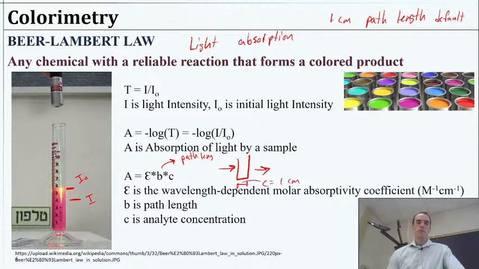C should be concentration, because that makes sense, right? Okay, so B is the path length, C would be the concentration of whatever it is you're trying to analyze, and then this last one here is our molar absorptivity. It's a coefficient. How strongly does your chemical absorb at a particular point, right?